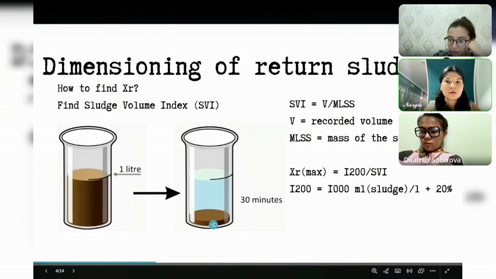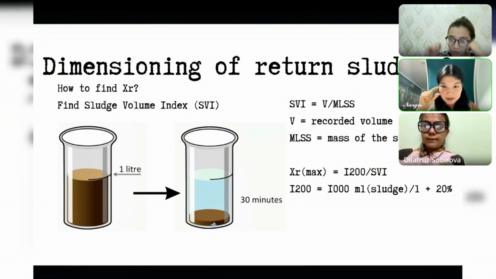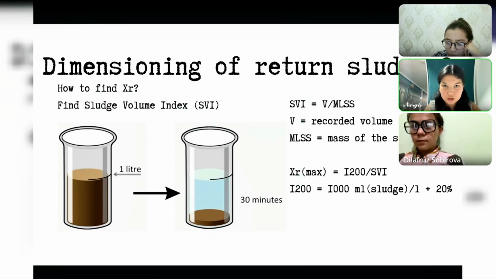The maximum, the minimum volume that the bacteria can get, which was SVI, the sludge volume index. And using this SVI, we could calculate XR maximum, meaning the maximum concentration of bacteria inside of the sludge, right? So how would we do so? We would take 1,200 and divide it by SVI. And usually SVI ranges from everywhere between 100 to 150 milligrams per liter.